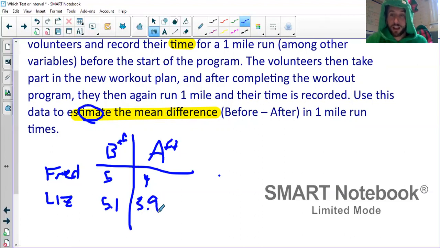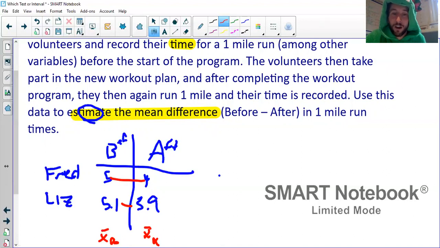We would assume this workout plan makes people faster. But this time, this 5 is not independent from this 4. These two times are related because I ran both of them. Same thing here. These two numbers are not independent. This 3.9 is related to 5.1 because Liz ran both of those times. So in this situation, we wouldn't want to just look at the difference in means. We wouldn't want to just compare the average for the before group to the average for the after group. We could do that, and that's what a 2-sample t-interval or test would do.